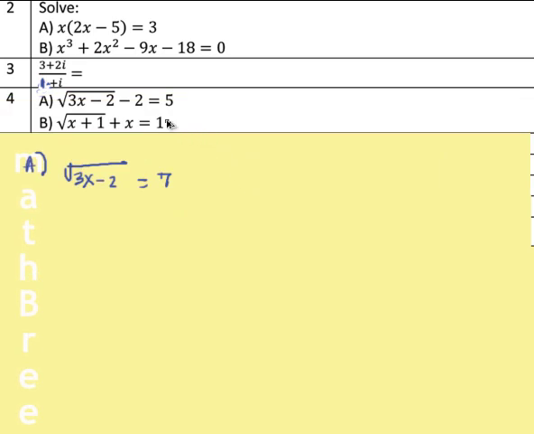In 4a, let's remember to isolate the radical. So here we have adding 2 to both sides. The radical is isolated. Now square both sides. Whenever we square both sides, we're going to have to check our solution. Let's add 2. And divide by 3. And now let's do our check.